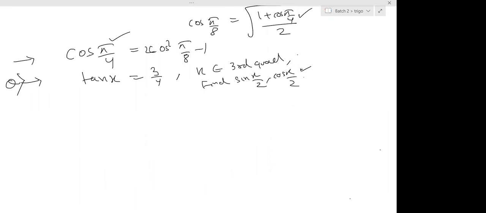Anyone solve this? Sir, Rahman solving, Shafula solving. All right.